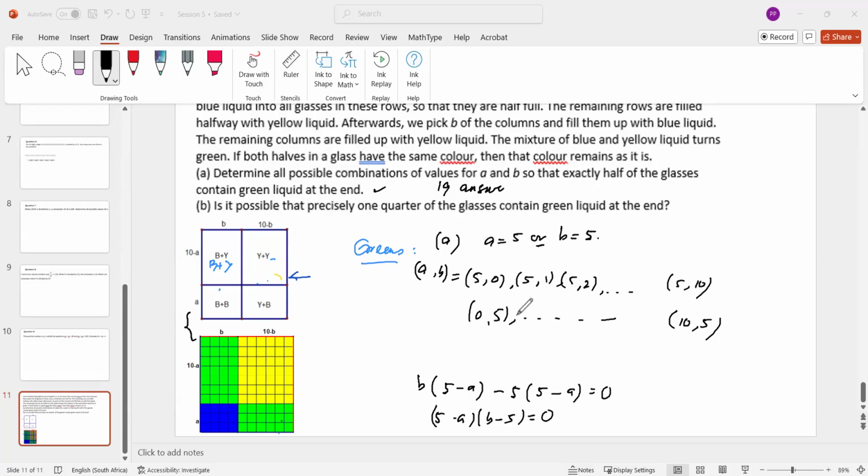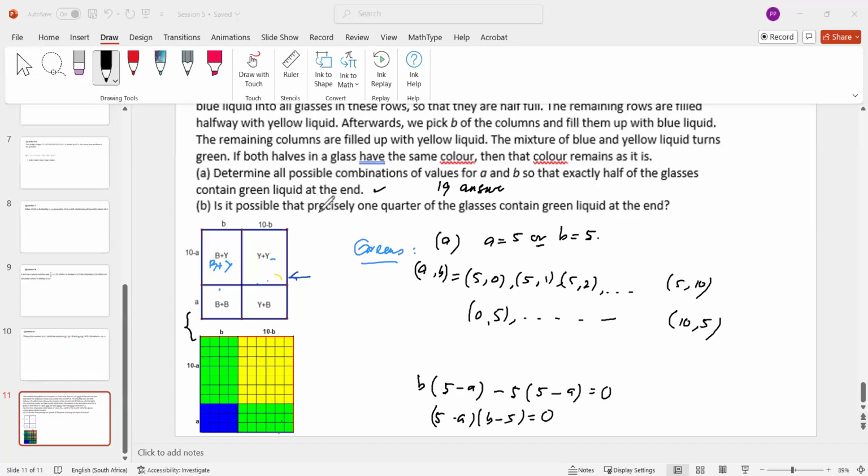Because you've got A equals 5 or B equals 5. If A equals 5, this becomes 0. Nothing is said about B. If A is 5, this is 0 anyway, regardless of what B is. That's the important thing, because one of them is 0. The other one could be anything. The product is still 0.